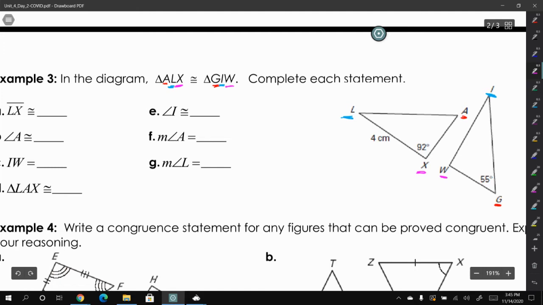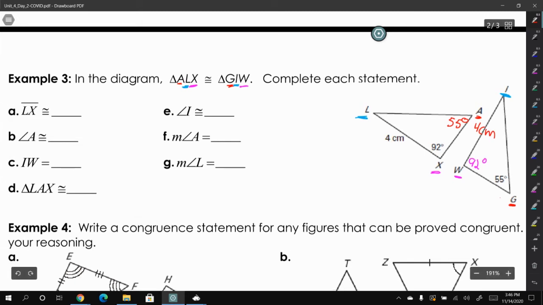So what that allows us to do is to fill in some missing information. If X is 92 degrees, that means angle W is also 92 degrees. If angle G is 55 degrees, that means angle A is also 55 degrees. And if the distance from L to X is 4 centimeters, that means the distance from I to W is also 4 centimeters.